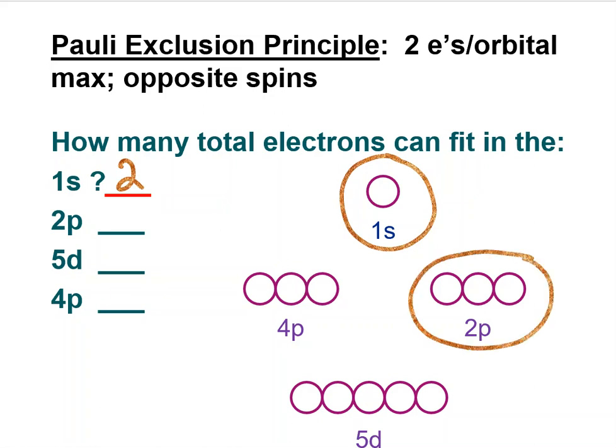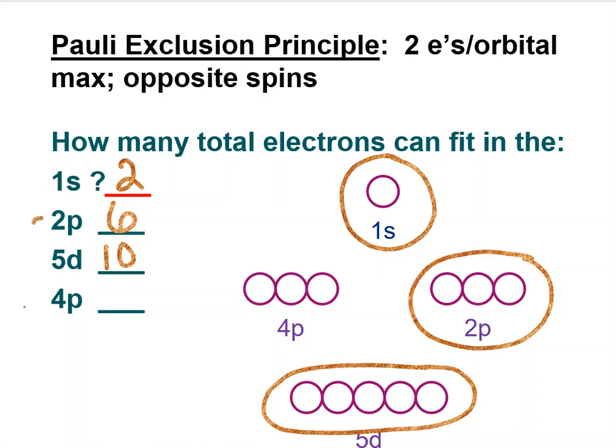Okay, how many electrons can fit in the 2p? Well, we've learned that p orbitals come in sets of 3, and 3 orbitals can hold 2 each. That's 6 electrons can fit. What about the 5d sublevel? Well, d orbitals come in sets of 5. And so if you have 2 electrons in each one, that's 10. And this one, an important point, if it's a 4p orbital versus the 2p orbital, the number of electrons is the same because it's still p. P come in sets of 3, so 2 electrons each.